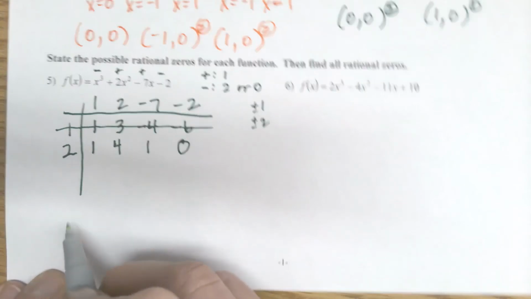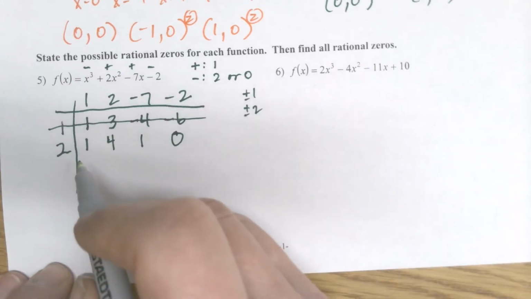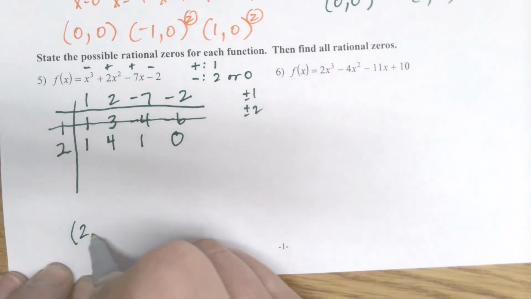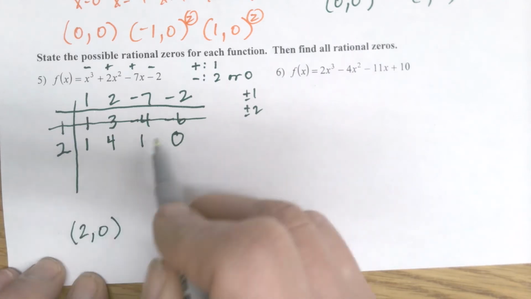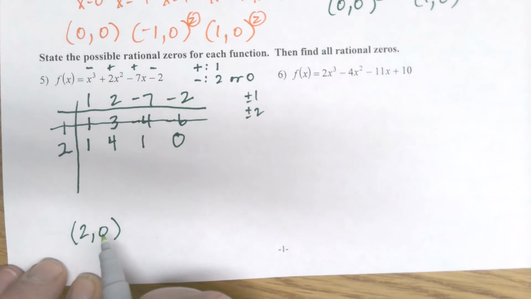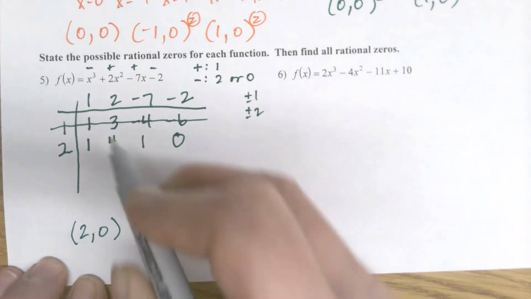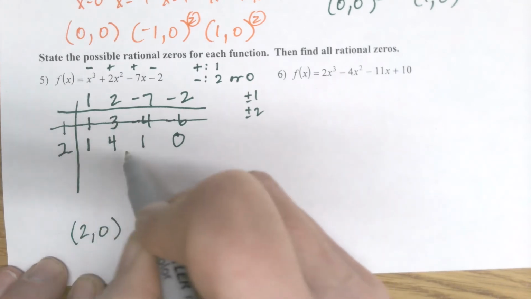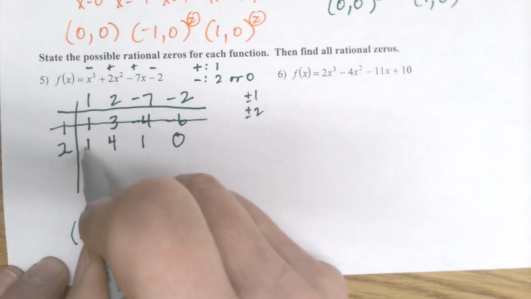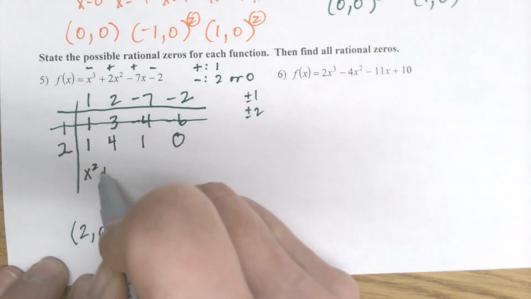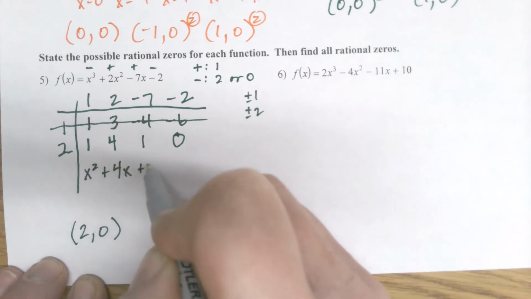So I know I have a 0 at (2, 0), because 2 came out to be 0. Remember, that's f of 2 equals 0, and that's what that means. My input is 2, my output is 0. Next thing I'm going to do is called depressing this polynomial, because this was an x cubed. There's 1x squared plus 4x plus 1.